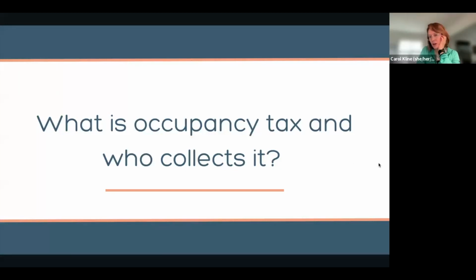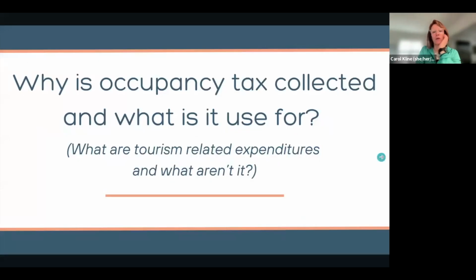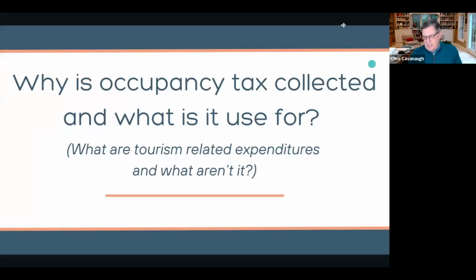Awesome. Well, you touched a little bit on this, but could you go into more detail about why it's collected and what it is used for? Absolutely. So let's talk first about what is in the majority of places in North Carolina. This small charge that's collected by the owner or the facilitator and then remitted to a county finance office or a municipal finance office is then usually reinvested.